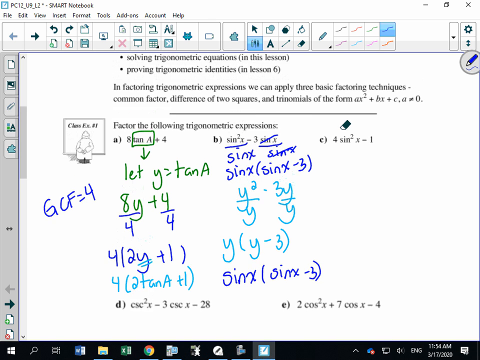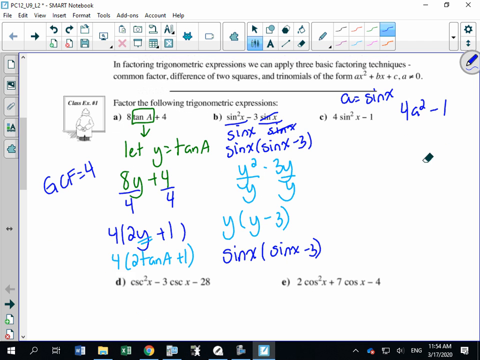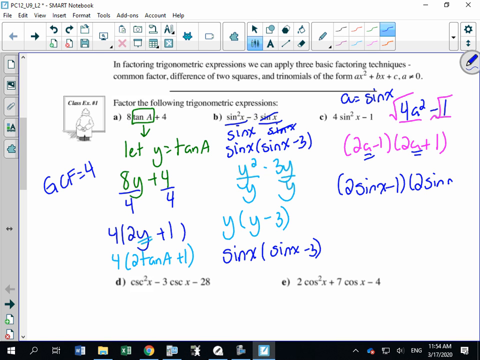For C, let's let A equal sine of theta, or sine of x. So this would be 4a squared minus 1. If you were given this in 10C or 20-1, you should recognize it's a difference of squares. Two terms separated by a minus. Each term can be square rooted. This would be 2a minus 1 and 2a plus 1. That's my fully factored answer, and I need to replace a with sine of x. 2 sine of x minus 1, 2 sine of x plus 1.